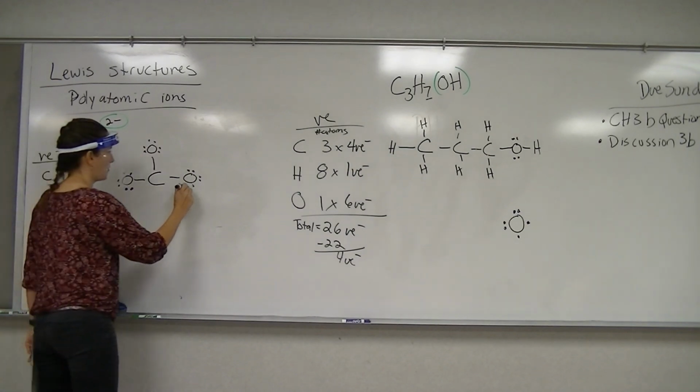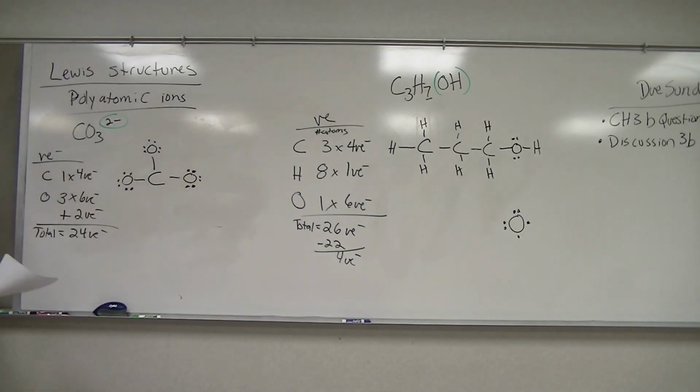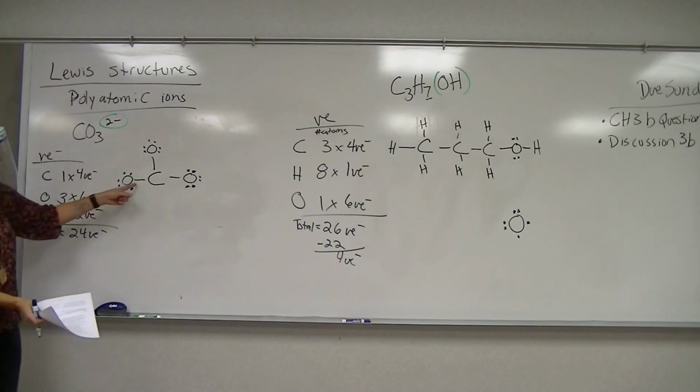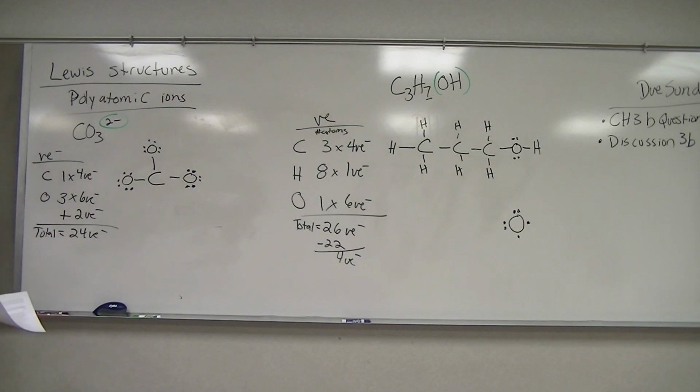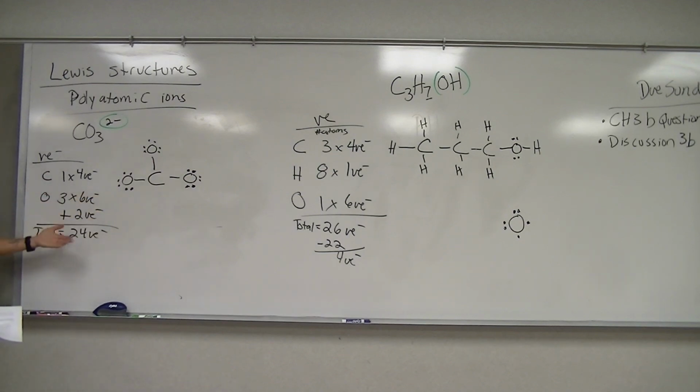All right, so oxygens are happy. Now we worry about the central atom. Is the central atom carbon happy? No. How many does he have right now? 6. Each bond is 2. So before we go throwing an electron pair on him, let's see if we have any extras to put.